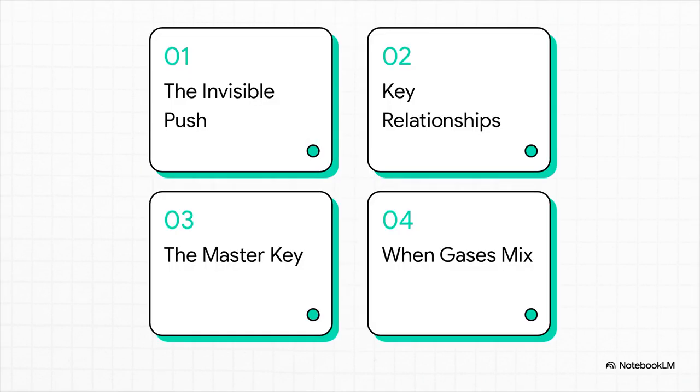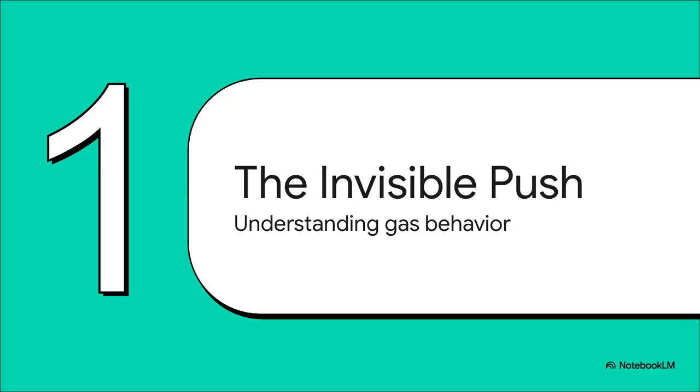So, to get to the bottom of all this, here's our game plan. First, we're going to look at where a gas gets its power from. We'll call it the invisible push. Then, we'll decode 3 key relationships between the major players. After that, we'll find a master key that puts it all together, and finally, we'll see what happens when different gases get thrown into the mix. All right, let's dive right in at the beginning.